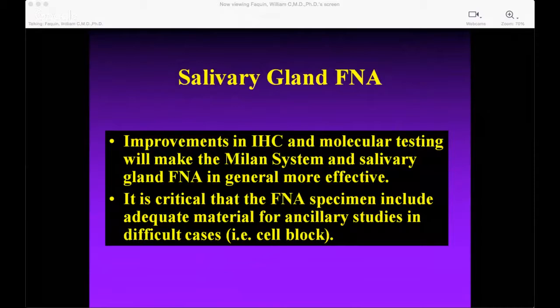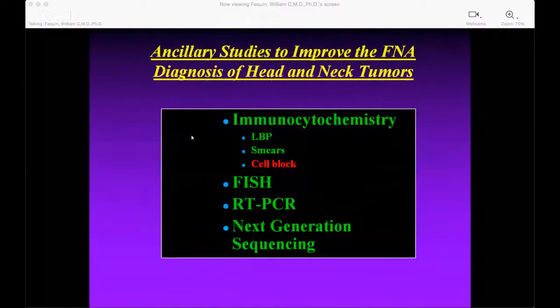And if you really want to make your FNA as effective and accurate as possible, you're going to need to make sure that you get material, generally in the form of a cell block, so that you can do some of these ancillary marker studies. What are some of the ancillary studies that we can do?